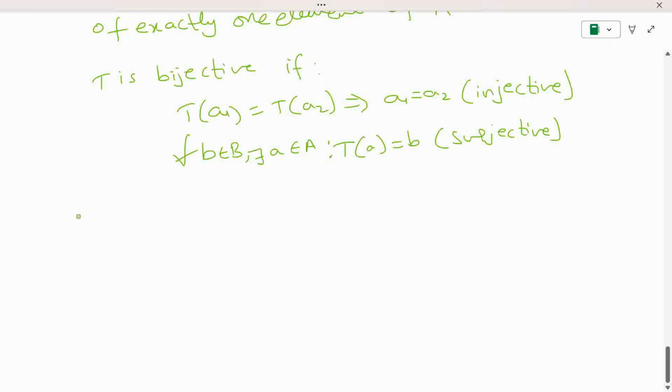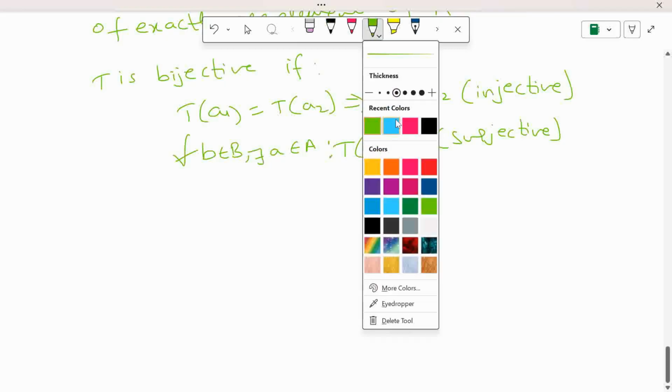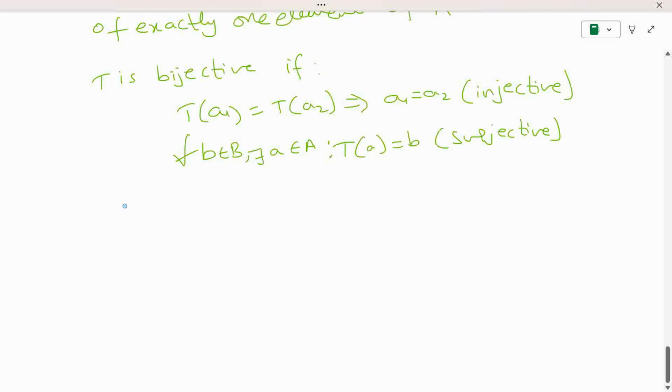You can write in your notes. I can repeat once more. The function defines a one-to-one correspondence between elements of A and elements of B. We can write that as T of A equal to B. Only when this function is bijective will the inverse hold.